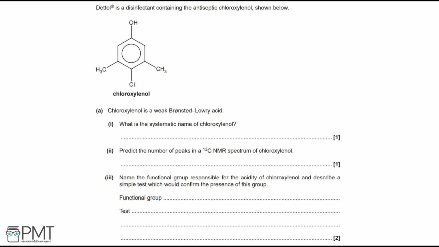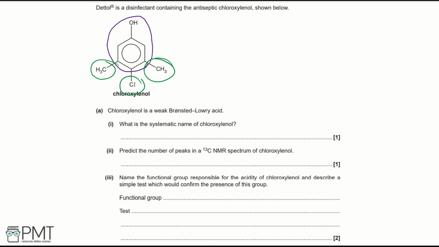Firstly, we need to look for the longest carbon chain when working out the systematic name. That's going to be our phenol ring, so our name is going to finish with phenol. And then we look at the side chains. So we've got two methyl groups and we've got a chlorine group, or a chloro group.